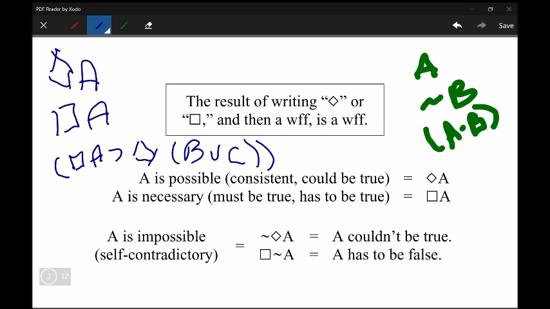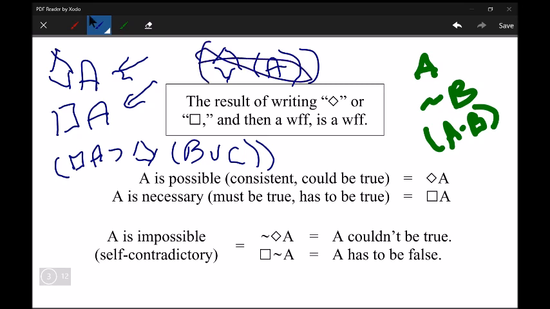But the thing to note now is if you're just doing possible A and necessary A, you don't add parentheses. So it would be wrong to say possible, parentheses A, parentheses around the whole thing. That's really bad. No, don't do that. Just keep it simple, and there you go.